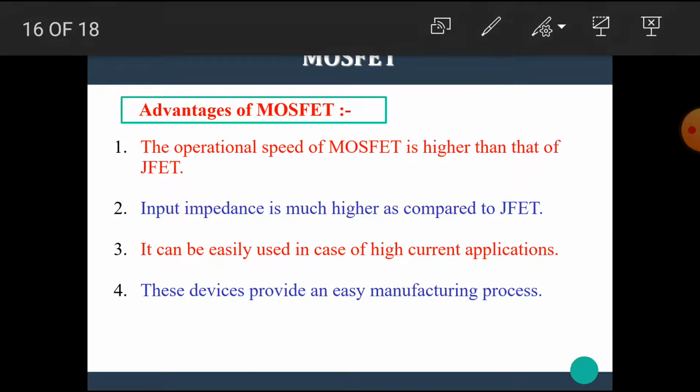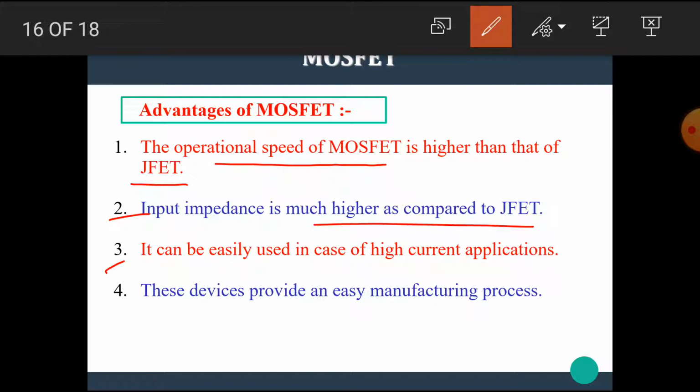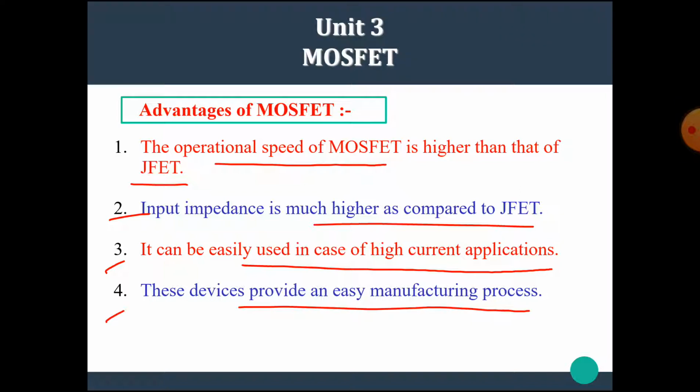Now let's see some advantages of the MOSFET. The main advantage is that the operation speed of the MOSFET is higher than that of the JFET. Input impedance is much higher compared to the JFET. It can be easily used in higher current applications. These devices provide an easy manufacturing process.